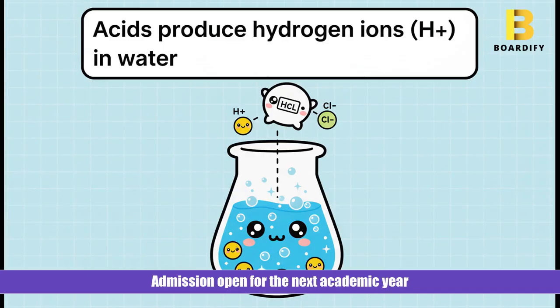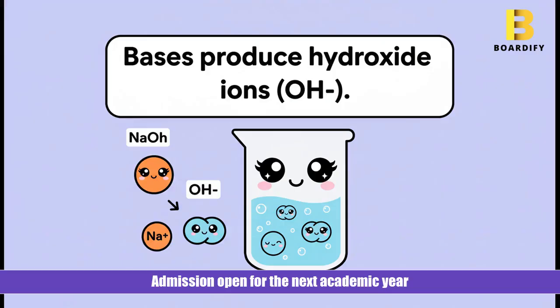So when you think acid, you should immediately think H+ ions. And you guessed it, bases have their own special ion. When they're in water, they release hydroxide ions, OH- ions. This is what gives them that bitter taste and soapy feel. So it's simple. Acids give H+, bases give OH-.